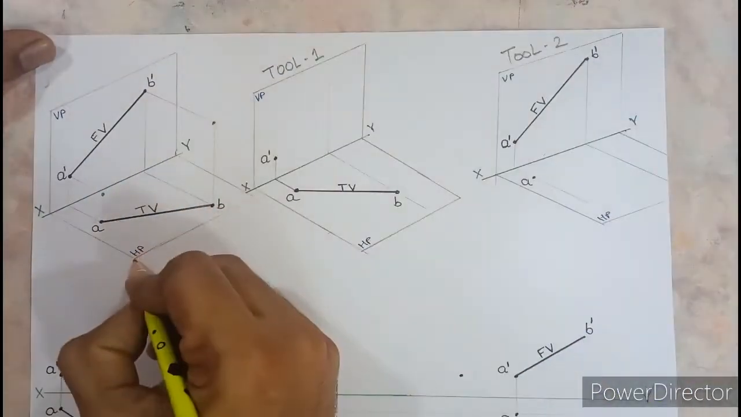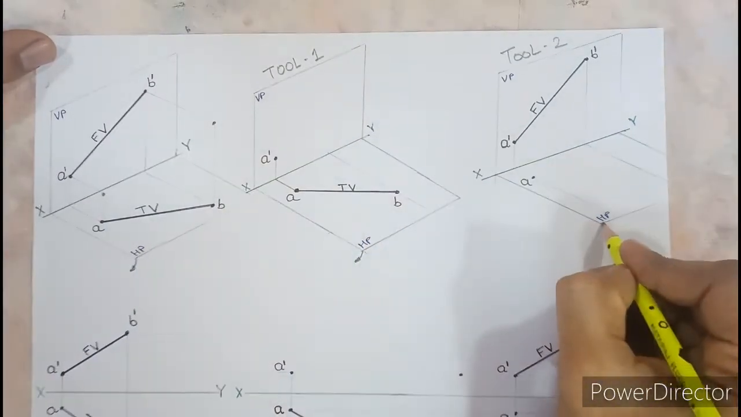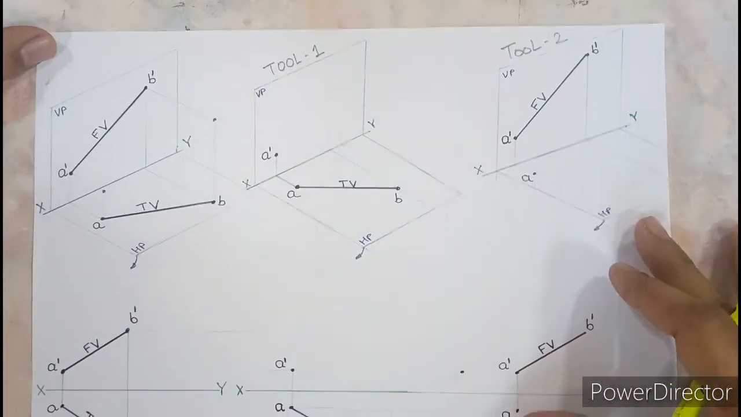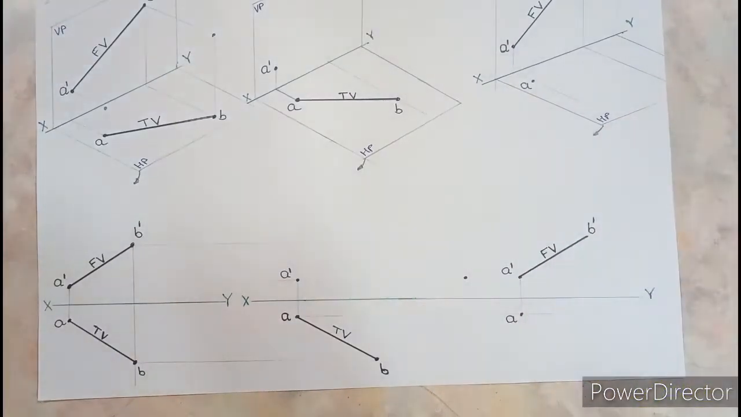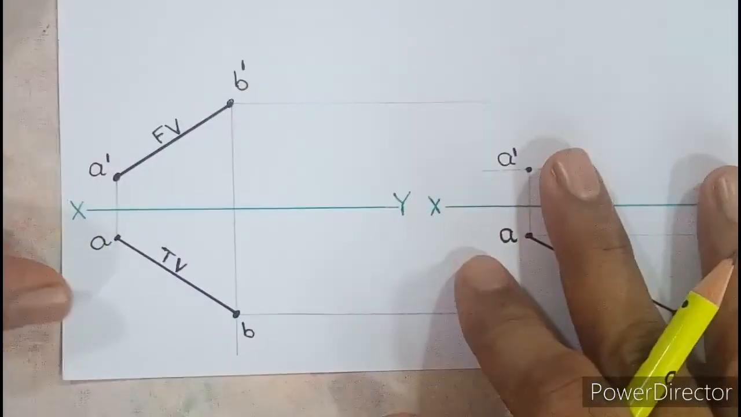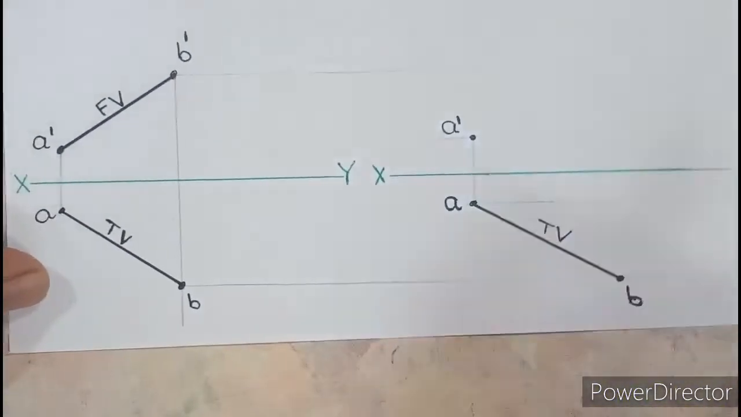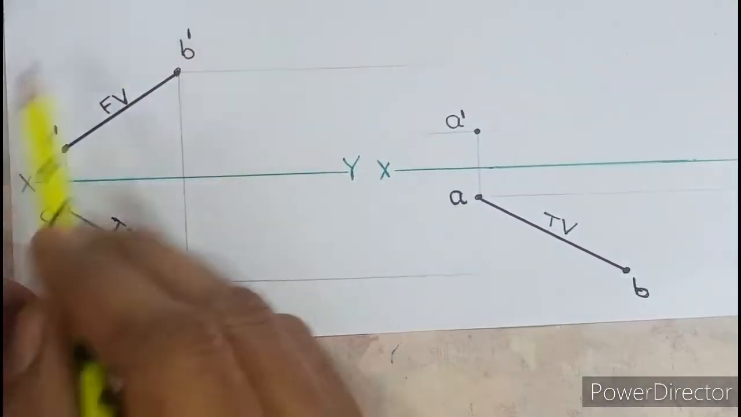Now we know that HP should always be turned down. We need to always turn HP down, isn't it? So when you turn HP down, this is what is going to happen. Let me zoom a little bit. So after you turn HP down, from now onwards the diagram will be shown like this.